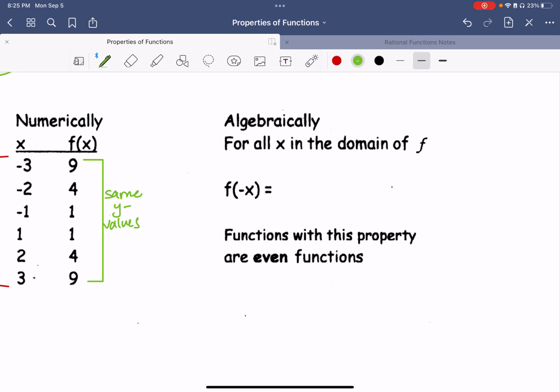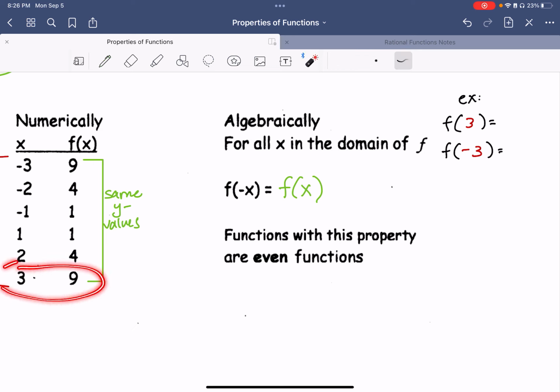So the rule is if you plug in negative x, you should end up with the same f of x value. Remember that f of x is the same thing as y. Okay, so let me give you an example. If I were to plug in f of negative 3 versus positive 3, when you find f of 3 on the table, you have a positive 9. If you plug in a negative 3 on the table, you still have positive 9.